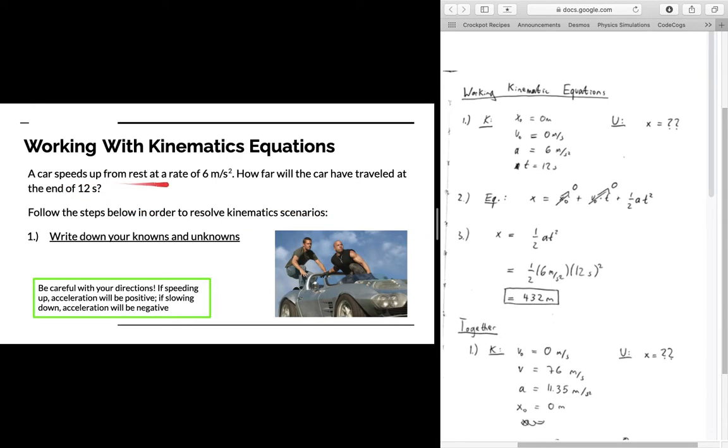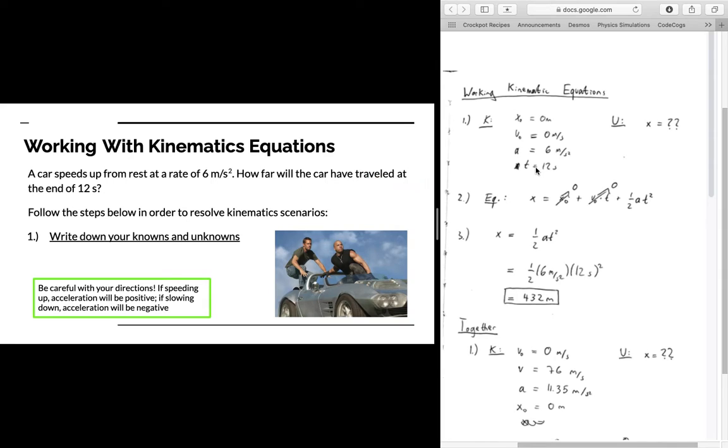So a car speeds up at a rate of 6 meters per second squared. So this tells us our acceleration. Acceleration is equal to 6 meters per second squared. The way that we can tell is the units right here. Meters per second squared is our units for acceleration, okay? So that tells us our acceleration is 6 meters per second squared.